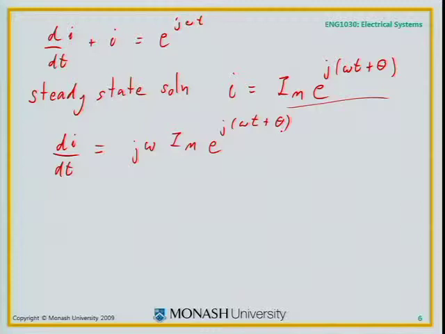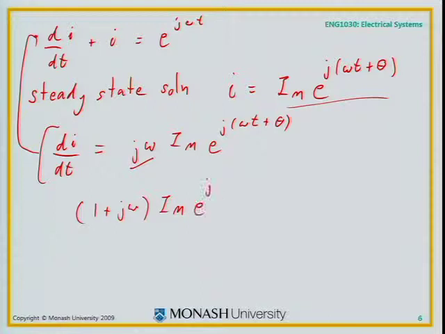So if I plug that back up into the top, what's my equation? Well, I get j omega times Im e to the j omega t plus theta plus the current itself. So in fact I get 1 plus j omega times Im e to the j omega t plus theta equals the right hand side, e to the j omega t. That's what I must satisfy. I have to find Im and theta, and they satisfy that equation.